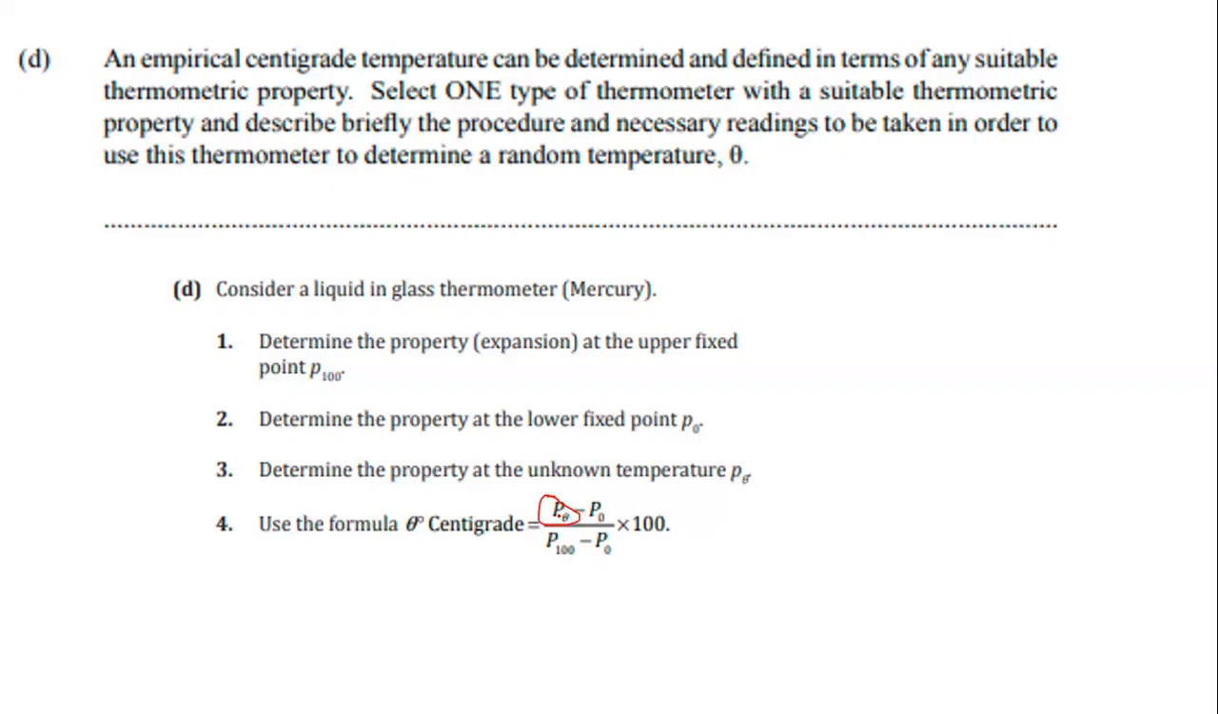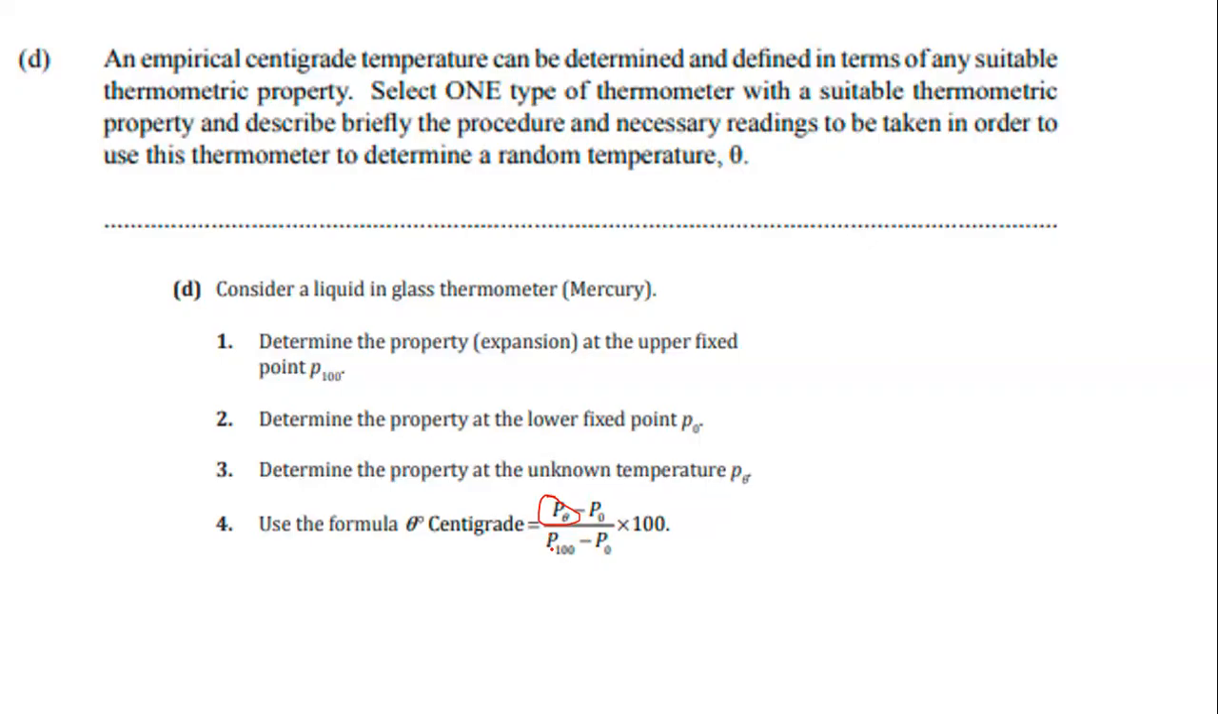Sorry, that's not what you're trying to find. This would be the property at that temperature. So whether it be the length, right, the length of the liquid in the glass thermometer, you would have that length there. Maybe it's 100, or maybe it's 25. Whatever the length might be, depending on what temperature it's at, then you're going to subtract that by the property at the lower fixed point.